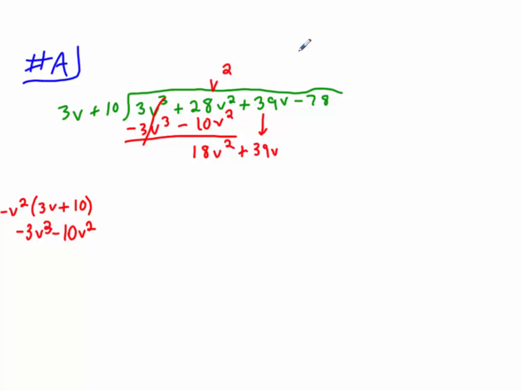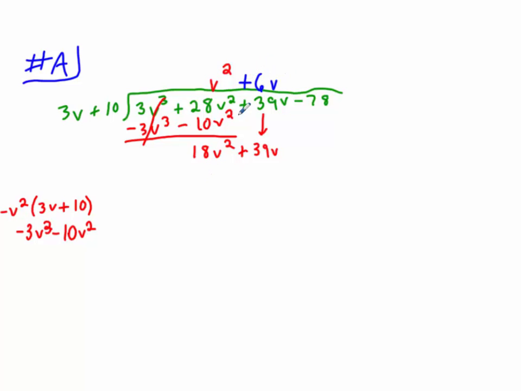Now, when I do this, if at this point I had something that I couldn't get, like 3v times what gives us 18v squared? 6v, okay? And so if I get to this point and I had something like 20, which I can't do 3 times something and get 20, I know I've messed up somewhere. And most likely it was right here with this, like I put the wrong sign here. Okay, like if I had added instead of subtracted, I'd get 38 and that wouldn't work. So if that happens to you, go back and look for a mistake.